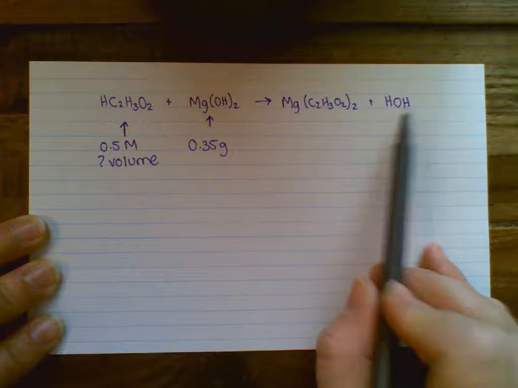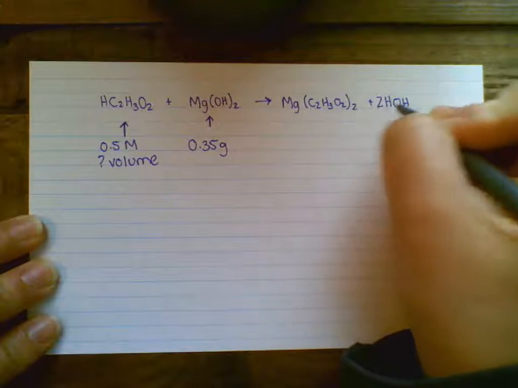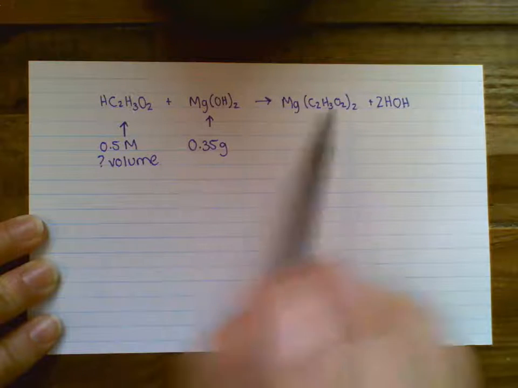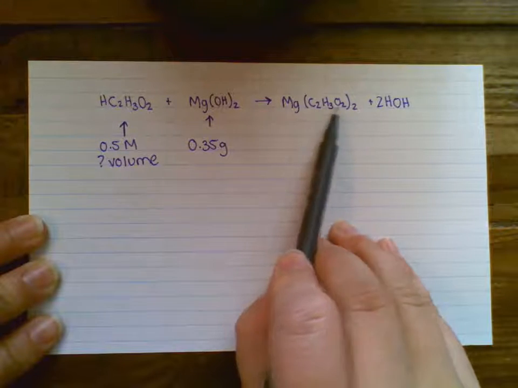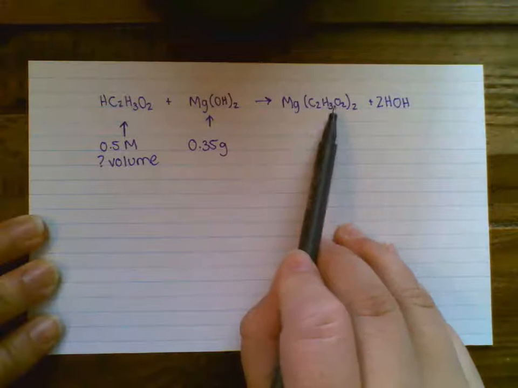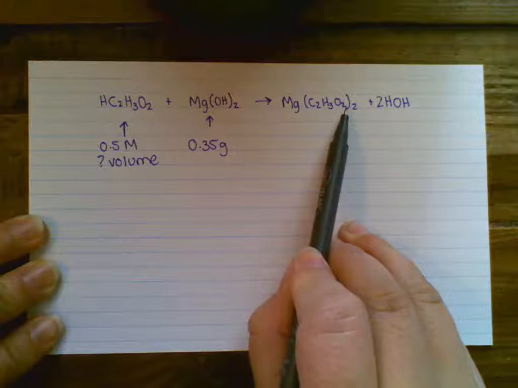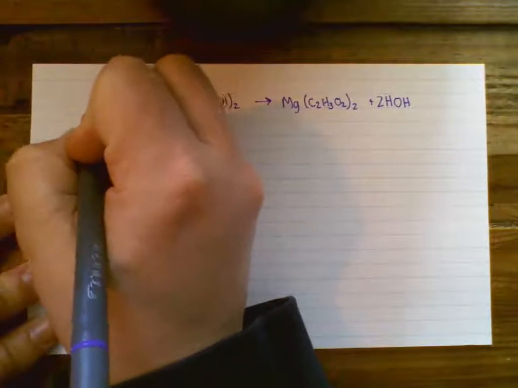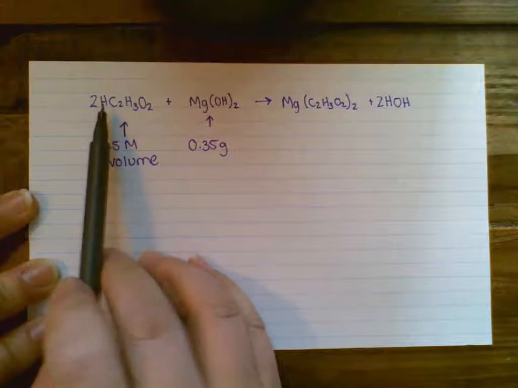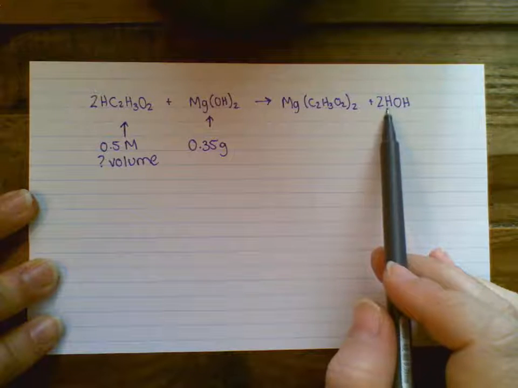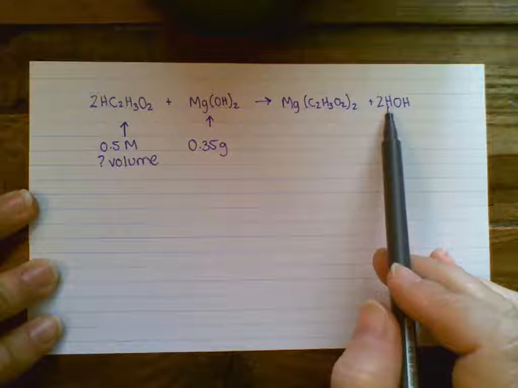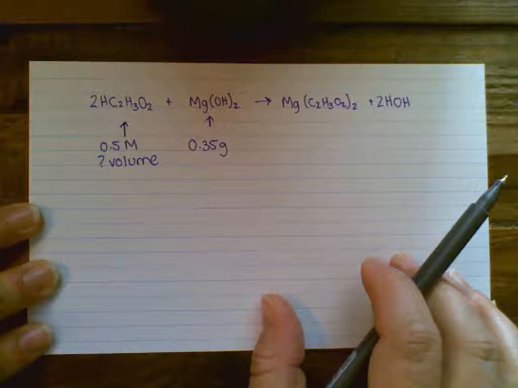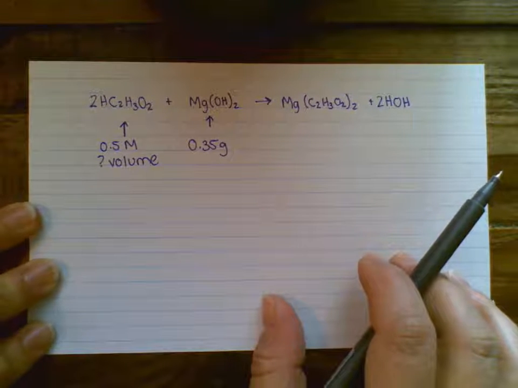So I've only got 1 hydroxide over here, so I'm going to put a 2 in front. Now I've got 2 hydroxides and 2 hydroxides. And then here I see that I have 2 of the C2H3O2. And over on this side I've only got 1 of those. So I'm going to put a 2 in front of here, which works out really well because that also gives me 2 H's, which I just changed over here to have 2 H's as well. So now my reaction is balanced. My next step is to go ahead and set up the stoichiometry for it.